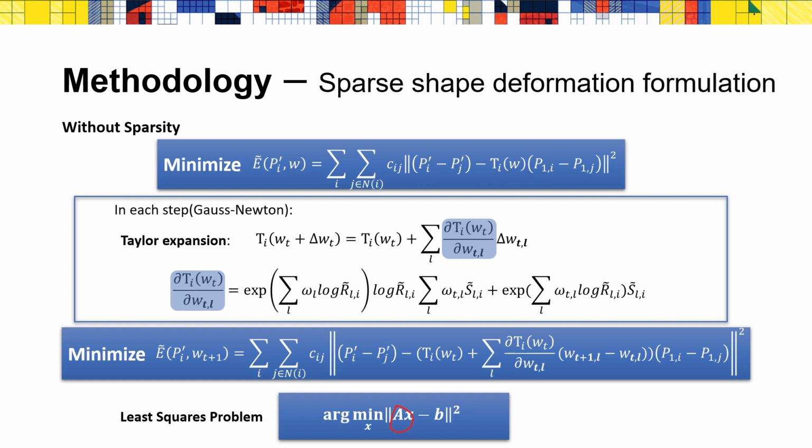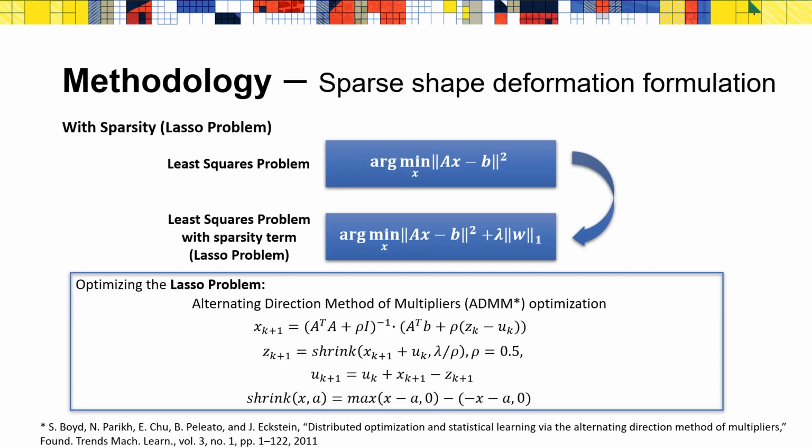And what about adding the sparsity? If we add the sparsity, the algorithm will become a little different. It's like this. It will add the extra L1 sparse term on the weight. So here we will use the algorithm of lasso. This will become the lasso problem. We will use the ADMM method to solve it.